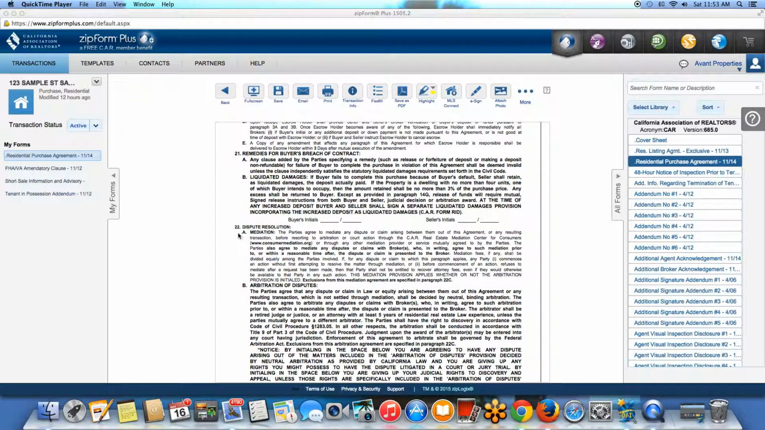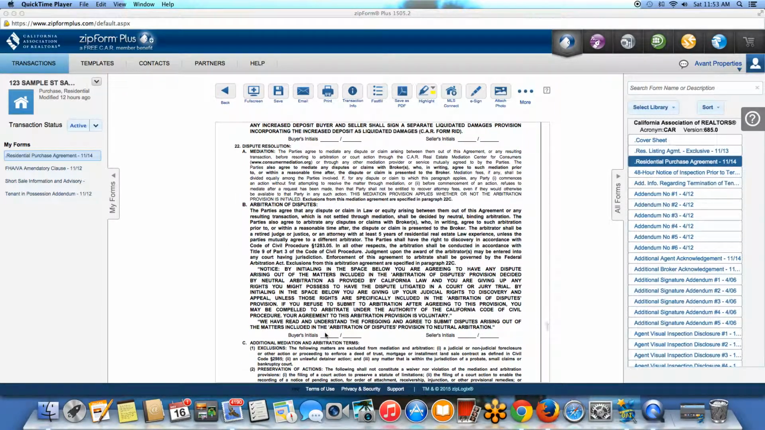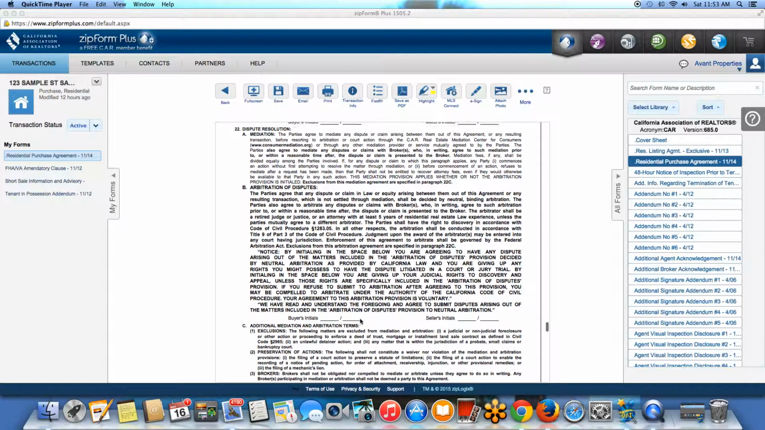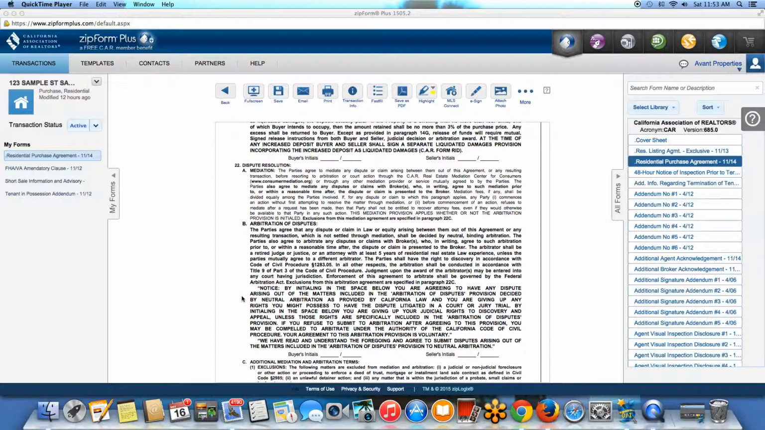Now, if you have the buyer initial these lines here, it means that the buyer is choosing arbitration of disputes and mediation instead of litigation, which can be a very costly route to settle disputes. But anyways, I'm not supposed to give any legal advice. It's all in the contract. All the verbiage is here to explain to the buyer what his or her options are.